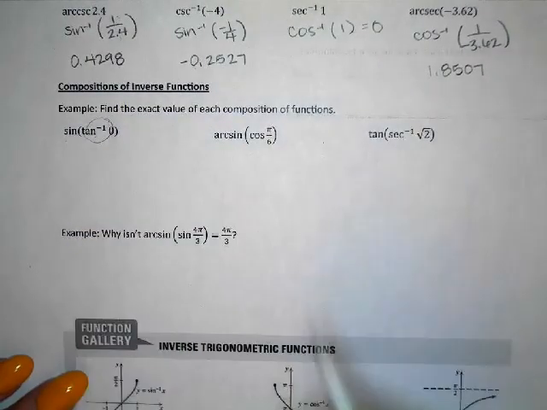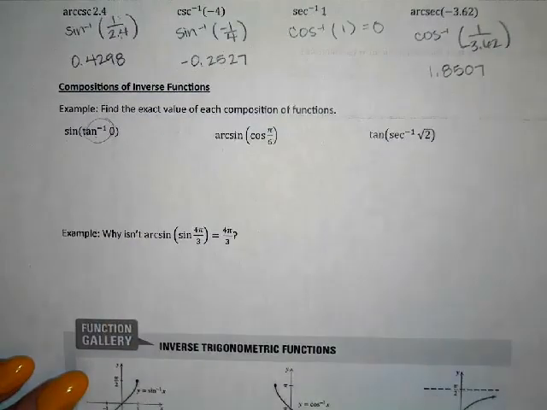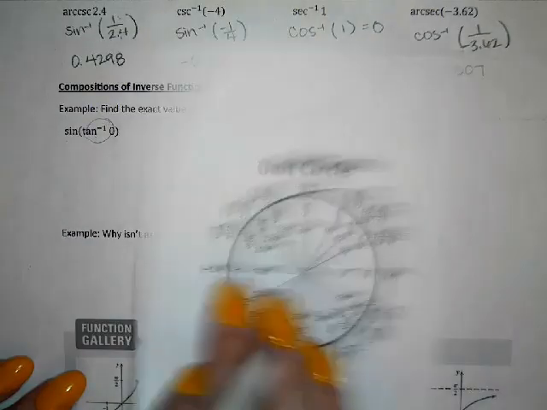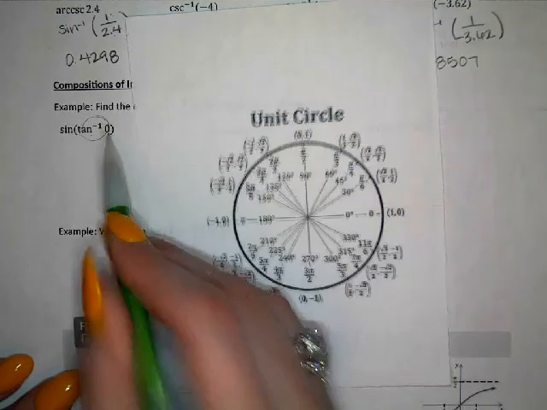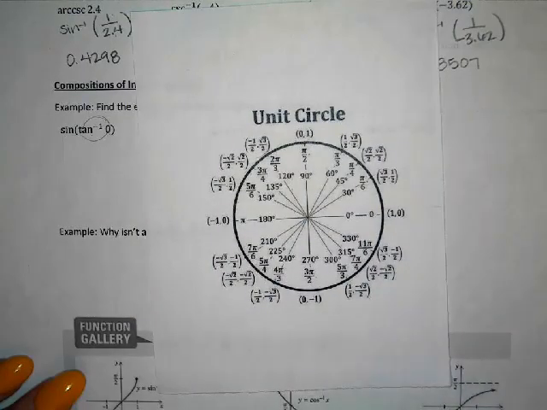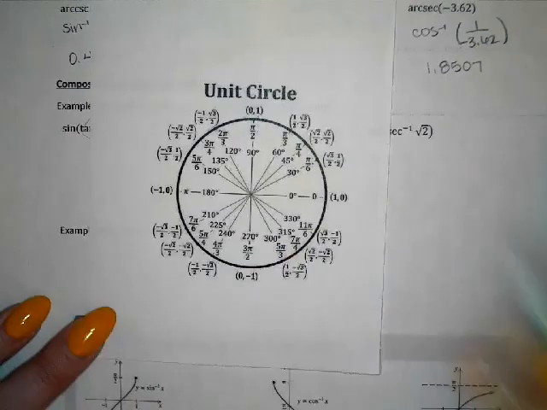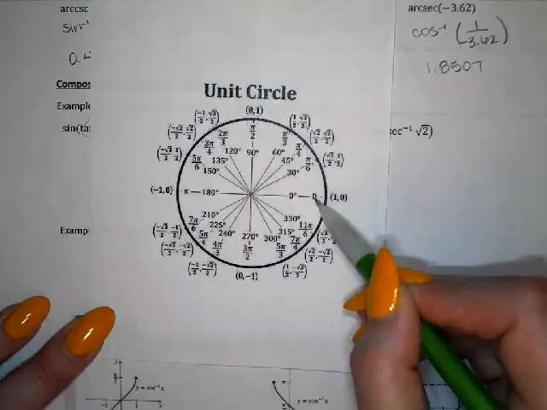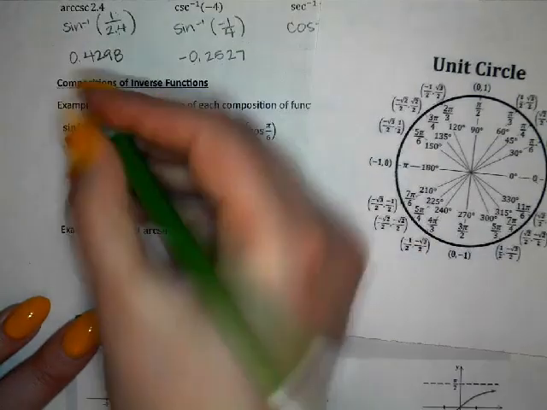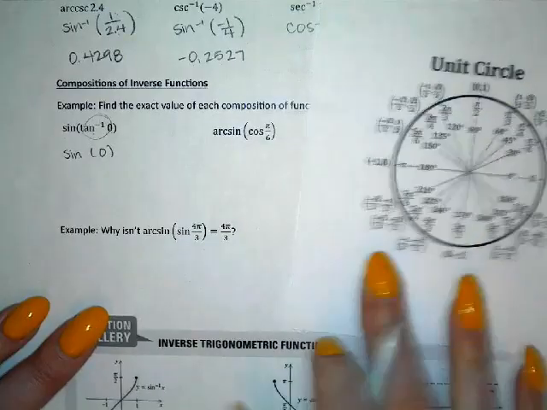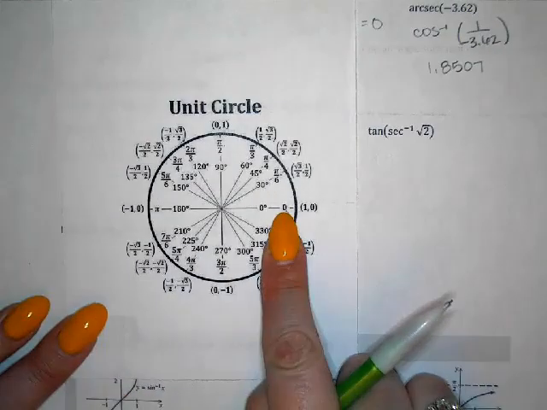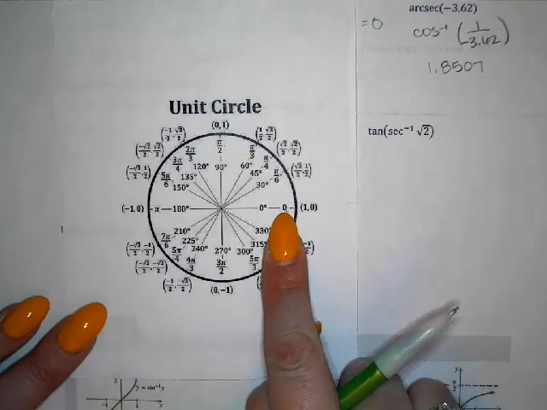So first, I'm going to look for tan inverse of 0. That means I'm using quadrants 1 and 4. So I'm looking for a fraction where the y-coordinate divided by the x-coordinate is 0. And I can see that happens right here at 0 radians. So I have sine of 0 radians. And so now I'm going to look at 0 radians. Sine of 0 radians is the y-coordinate, and so the answer is 0.